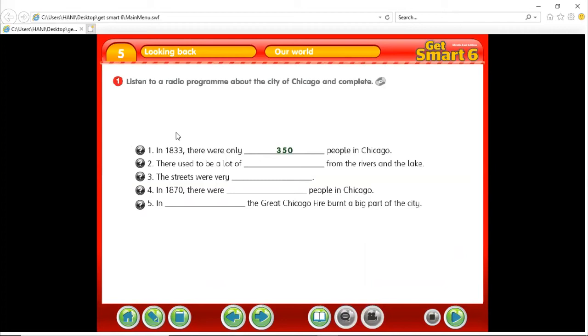Number 2, there used to be a lot of what? From the rivers and the lake. A lot of insects. Yes. Number 3, the streets were very dirty. They weren't clean. The streets weren't clean. Dirty is the opposite of clean.